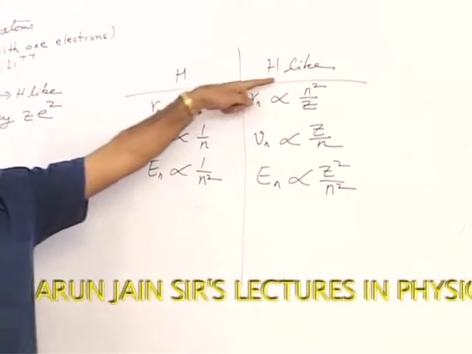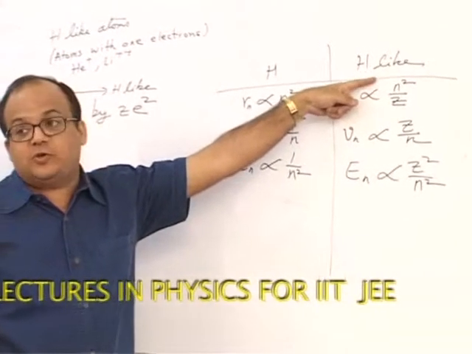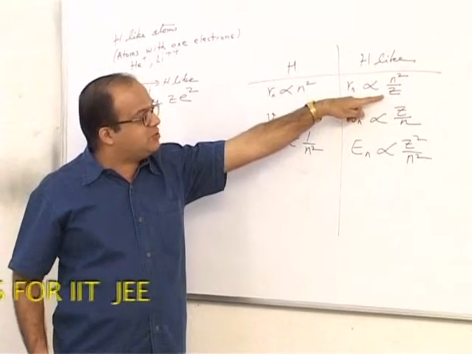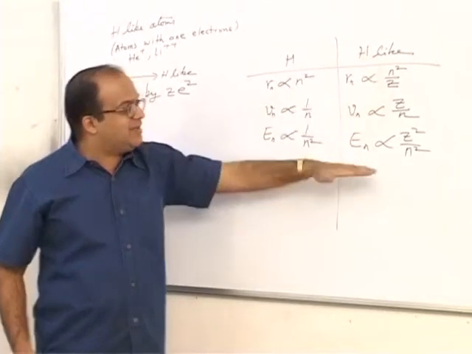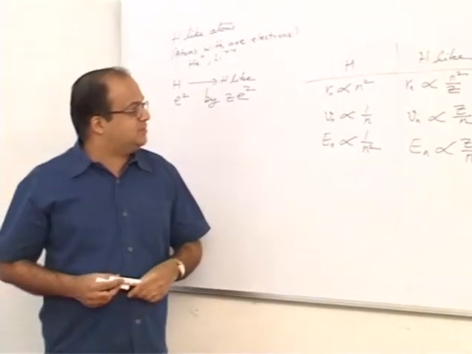Always remember, n and Z come on opposite sides of the numerator and denominator. If Z is downstairs, n will come upstairs. So always they are on opposite sides. Z is squared only for energy.